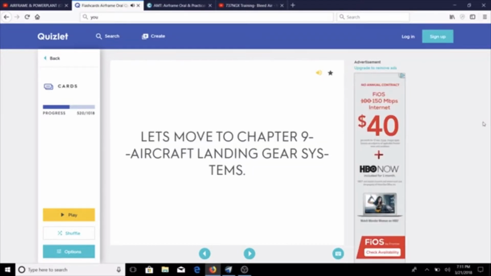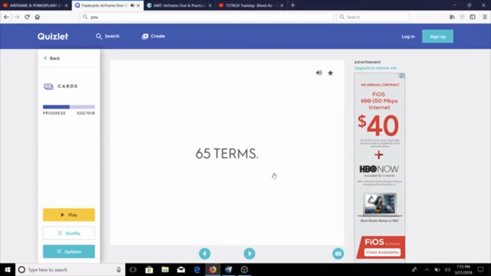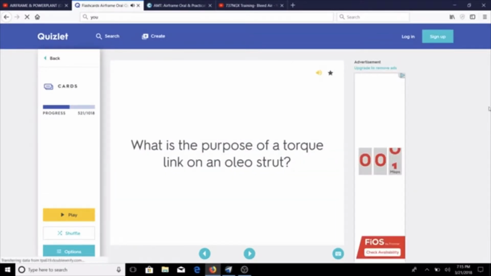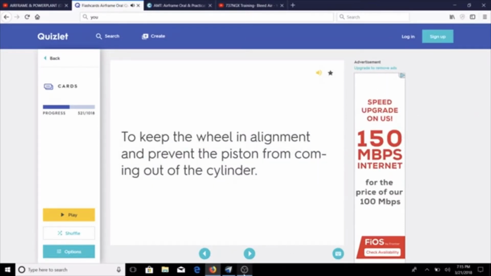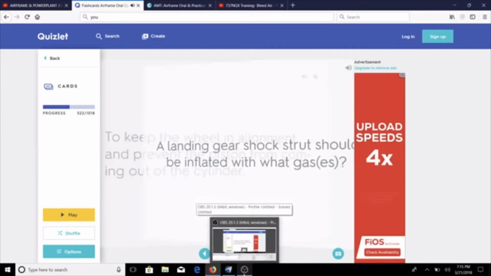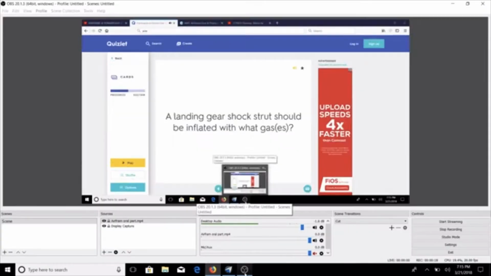Let's move to Chapter 9, Aircraft Landing Gear Systems. Terms. What is the purpose of a torque link on an oleo strut? To keep the wheel in alignment and prevent the piston from coming out of the cylinder. A landing gear shock strut should be inflated with what gas?